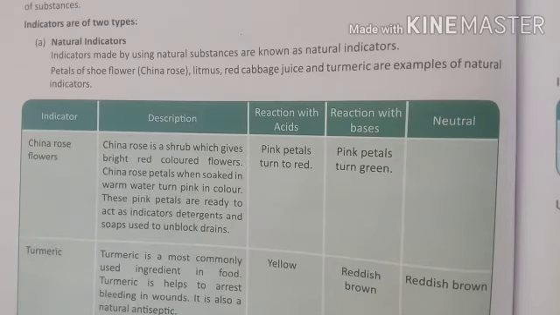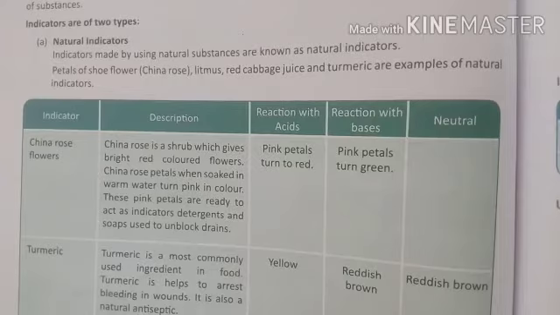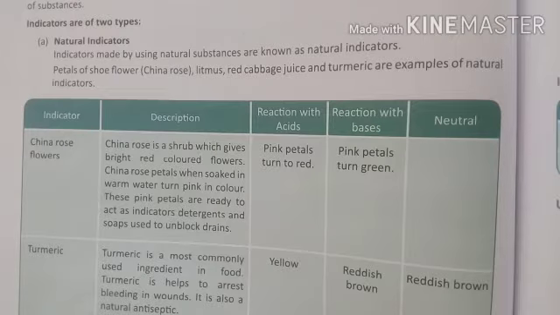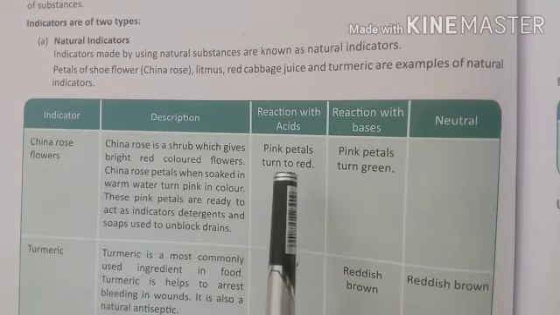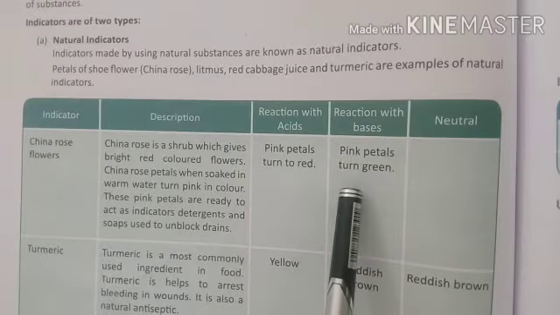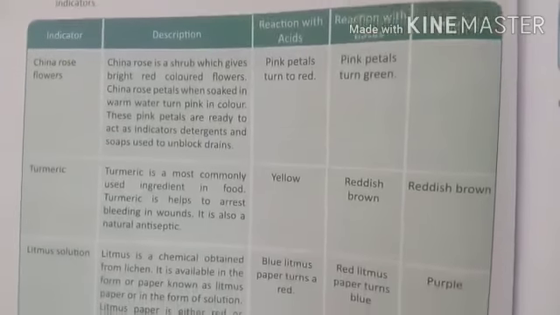The China rose petal indicator you can make at home also by boiling the China rose flower in hot water till it converts into pink. As it converts into pink, you remove it and dry it. Afterward you can use it. When you dip this pink petal into acid, it will turn red, and when you dip this pink petal into base, it will turn green. Okay, so this is how it will work.